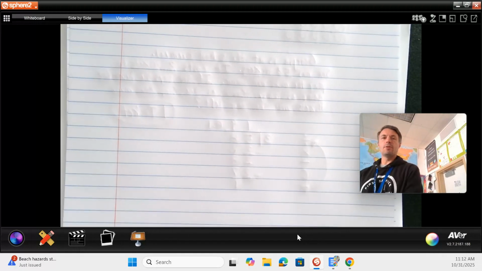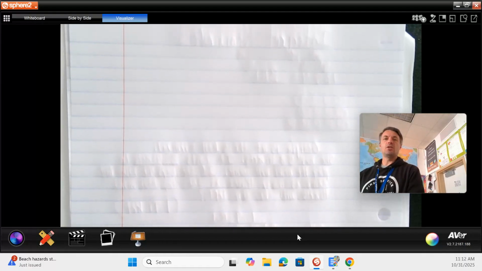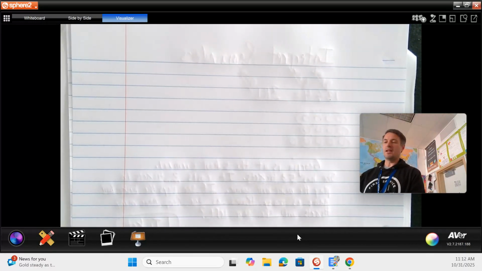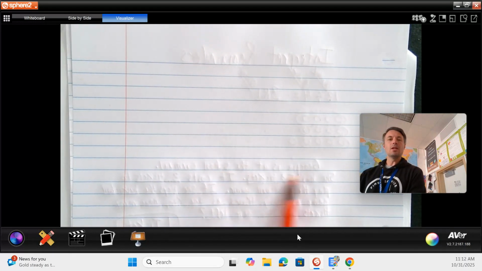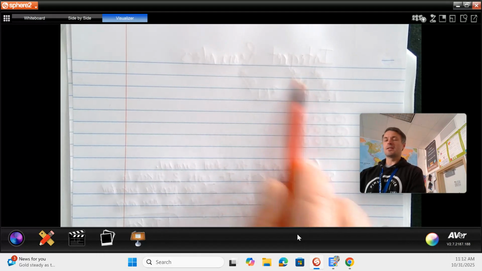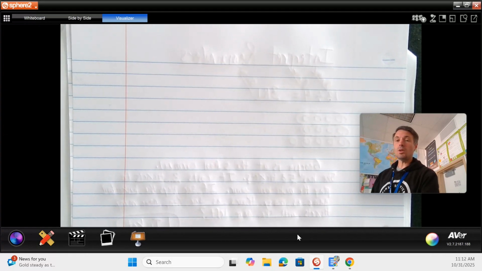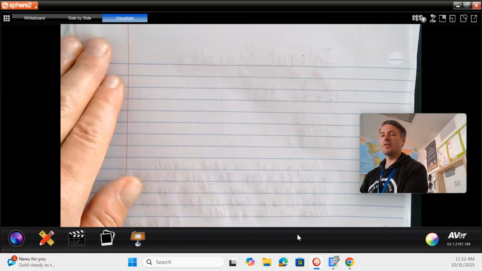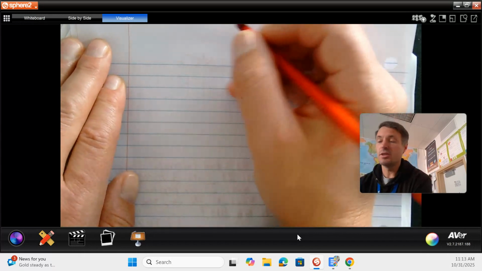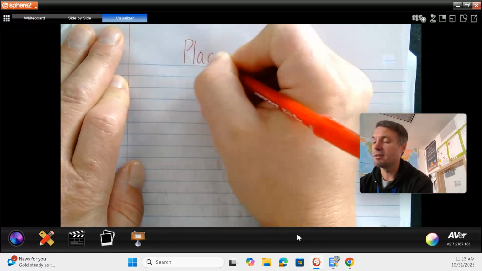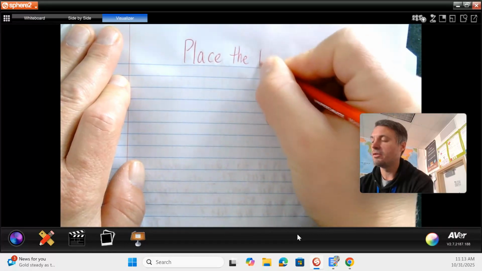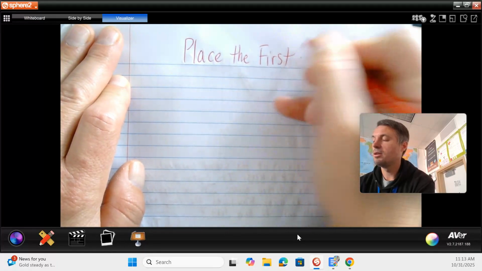Go ahead, open up your math notebook to the next available page and write the title of today's lesson. It looks like you can see some stuff imprinted. That's because I'm trying to save paper, so I'm using the back of a paper that I used for a different lesson. But please open up your math notebook, turn to the next available page, and write the title of today's lesson, which is Place the First Digit.